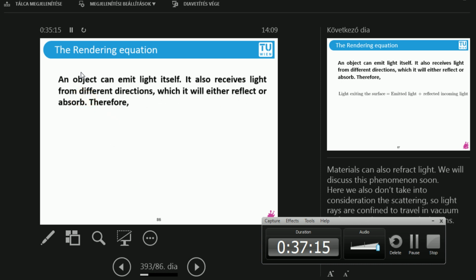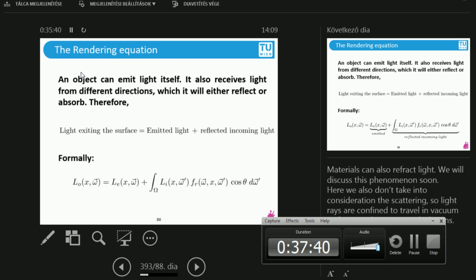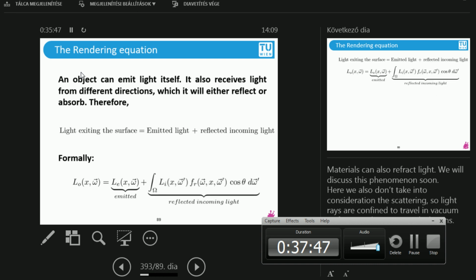And let's not forget that objects can emit light themselves, and we will also compute this reflected amount of light. So, just intuition: light exiting the surface towards my eye is the amount that it emits itself, if it's a light source, plus the amount that it reflects from the incoming light that comes from its surroundings. And this is how we can formally write this with this beautiful integral equation. Let's tear it asunder and see what means what.